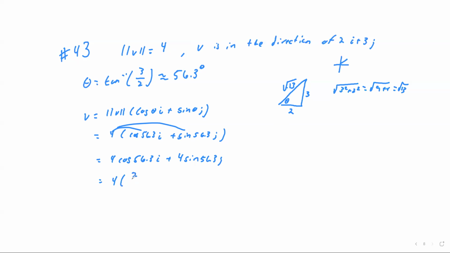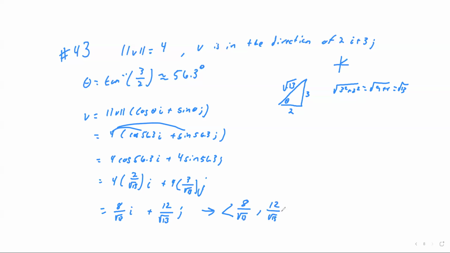All right, so then 2 over the square root of 13, i, plus 4 times sine is opposite over hypotenuse, so that'd be 3 over the square root of 13, j. And now this gives me 8 over the square root of 13 i plus 12 over the square root of 13 j. And then after this, they don't expect you to rationalize it, which I think is pretty nice. We just got to write this in component form. So component form would be 8 over square root of 13, comma, 12 over the square root of 13.